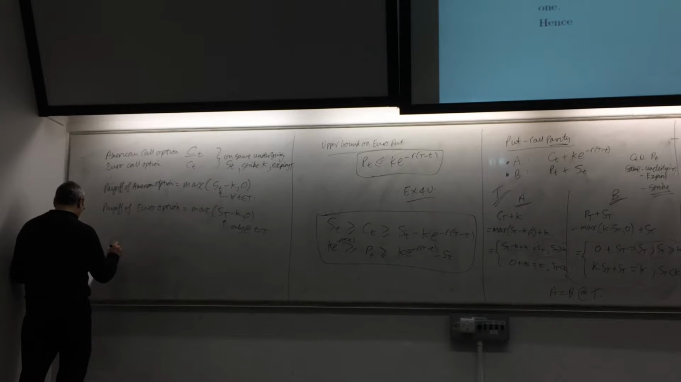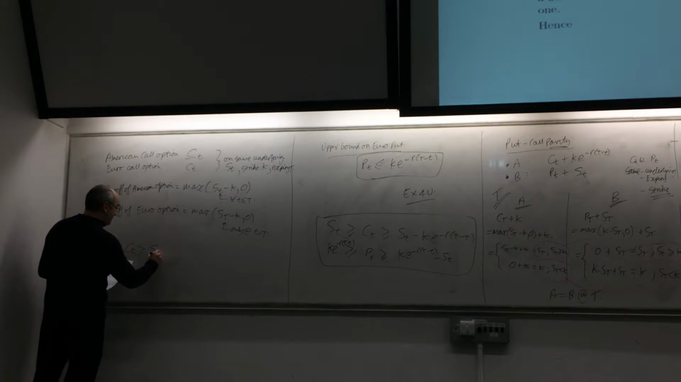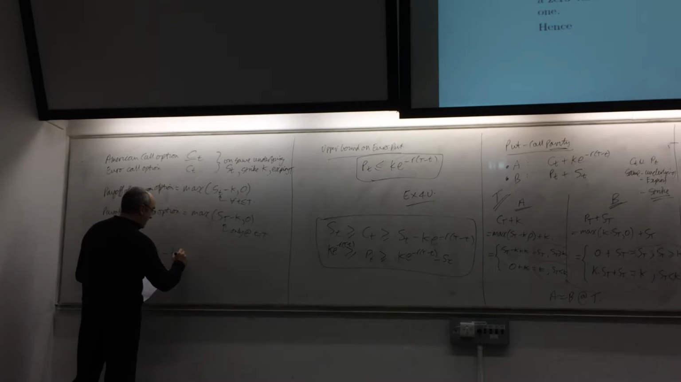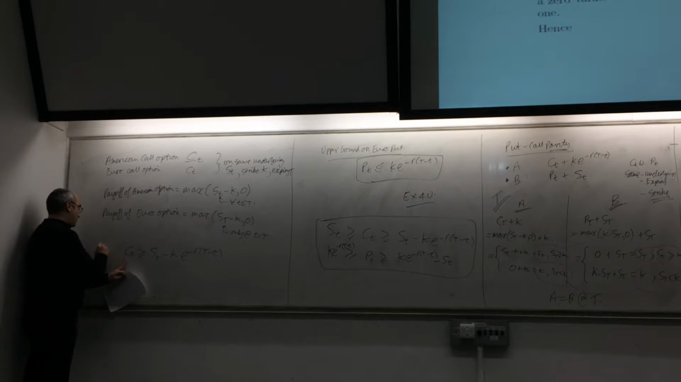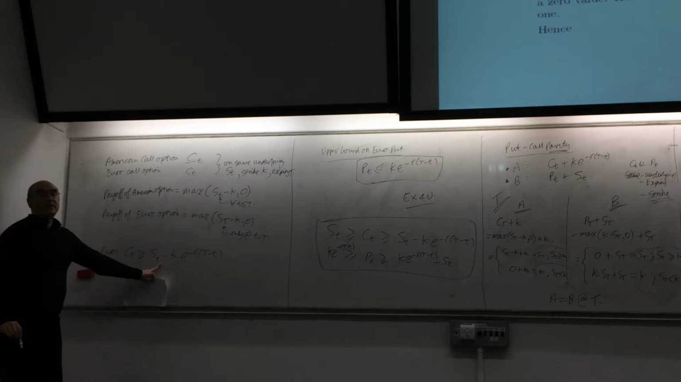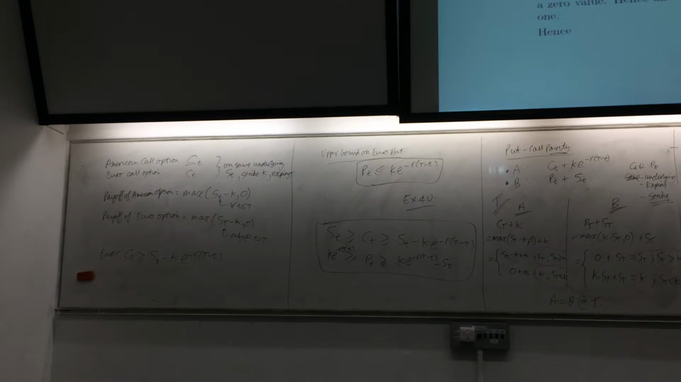Well, the first thing that we're going to say is we know that little c_t is greater than or equal to S_t minus K e to the minus r(T minus t). So that's for the European option. We know it's bounded below by S_t minus K e to the minus r(T minus t). That's what we worked out before.